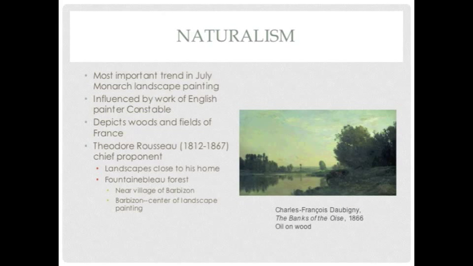The last and most important trend of landscape painting during the July monarchy is naturalism. Naturalism was influenced by the work of English painter John Constable. Here, artists depicted woods and fields in France. Again, the leader of this movement was Rousseau, and he painted landscapes close to his home in the Fontainebleau forest, and this was near the village of Barbizon, which gave the name to the Barbizon School, which was the center of landscape painting.